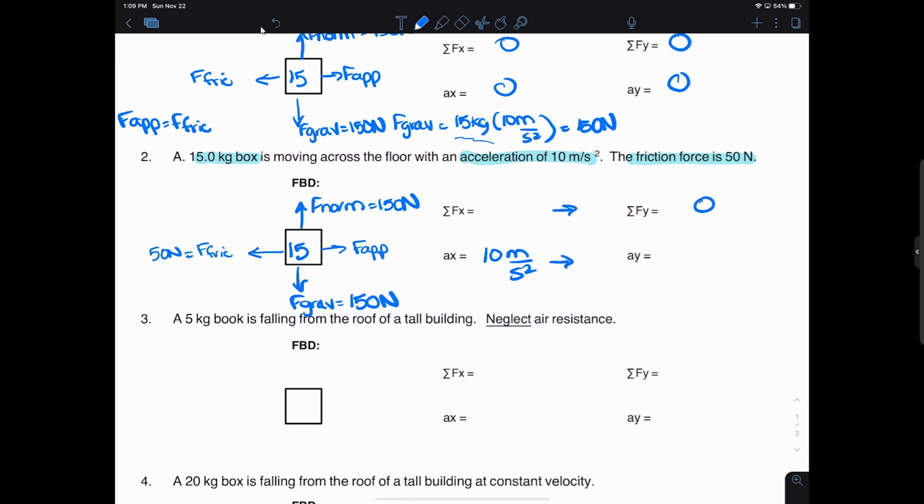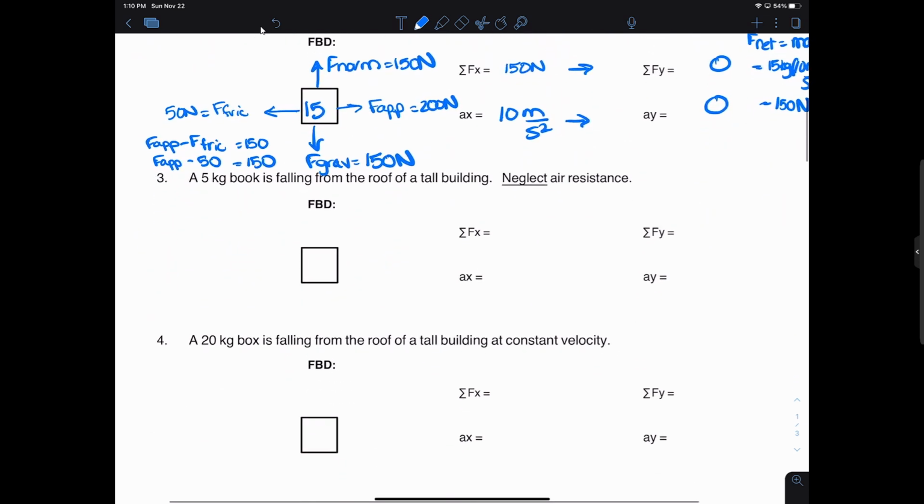The net force has to be to the right. So F net equals mass times acceleration. So we've got 15 kilograms times 10, which is equal to 150 newtons. So we've got 150 newtons. So to find F applied, F applied minus F friction equals 150, we know that the friction is equal to 50. So our F applied is equal to 200 newtons.